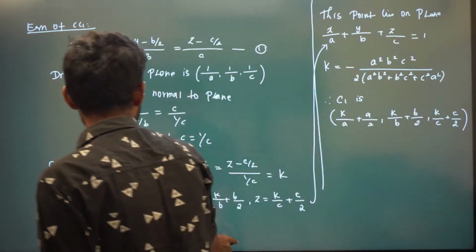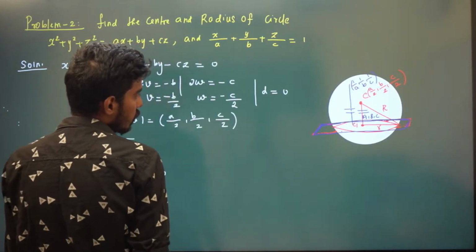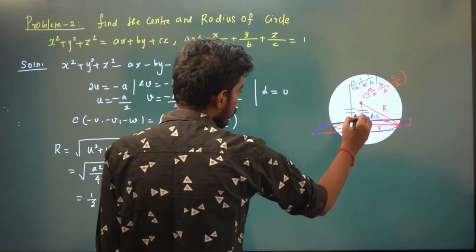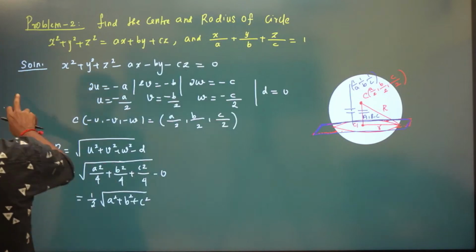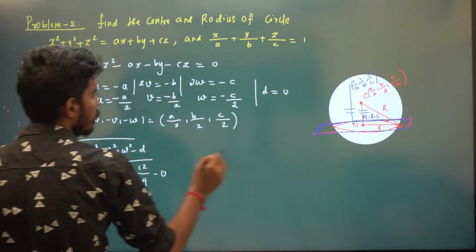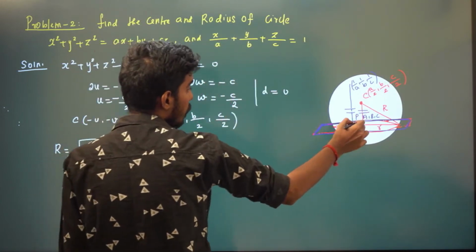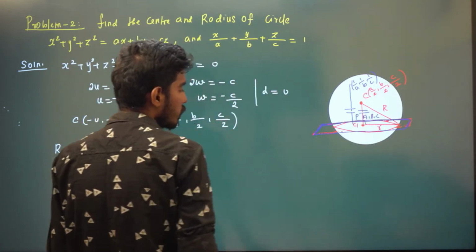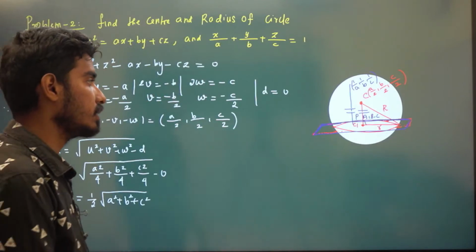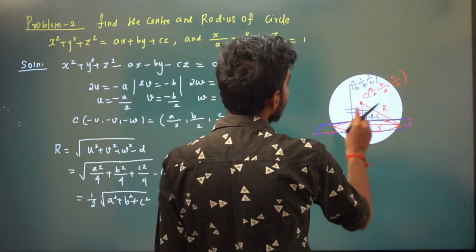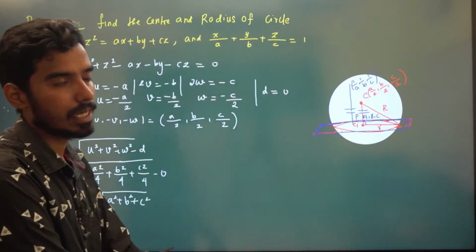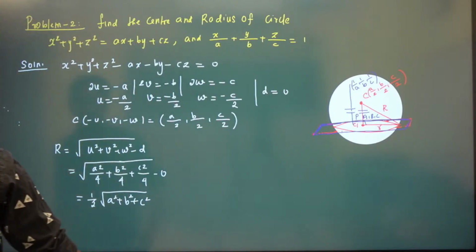Now we need to find the radius of the sphere. Let us call this distance p. So p is the perpendicular distance from this point to the plane. We can find that using the perpendicular distance formula. We already know capital R, and we find small r by Pythagoras theorem.